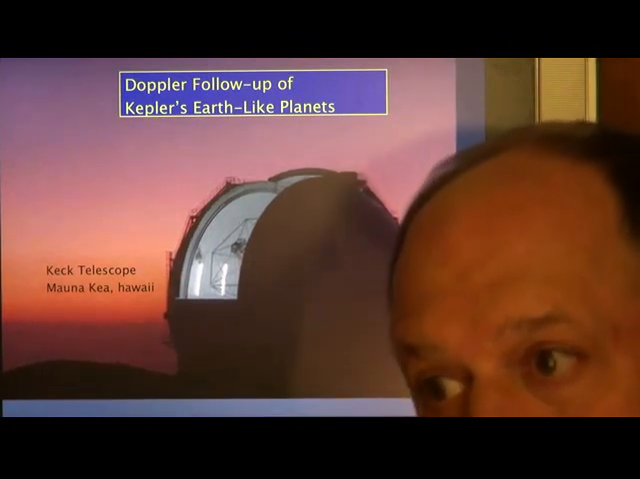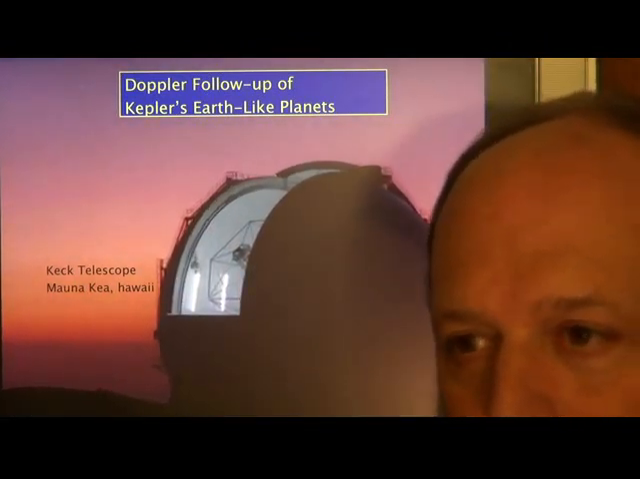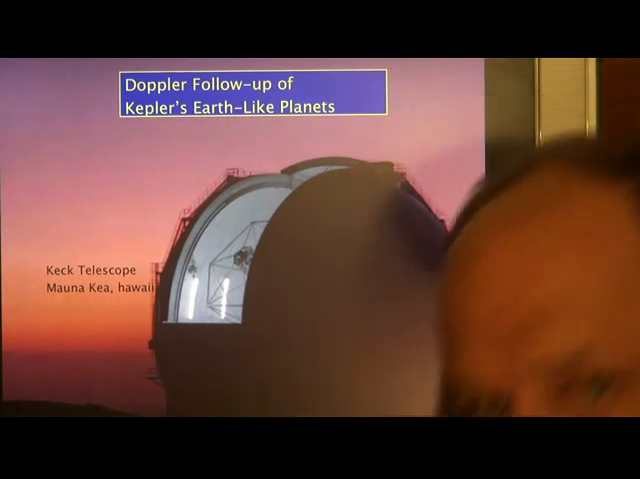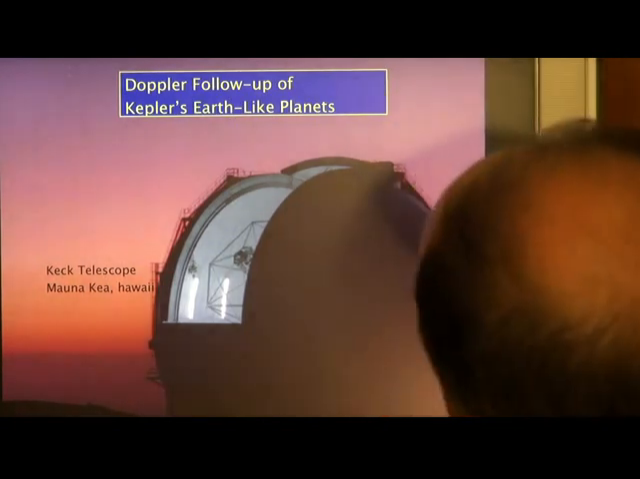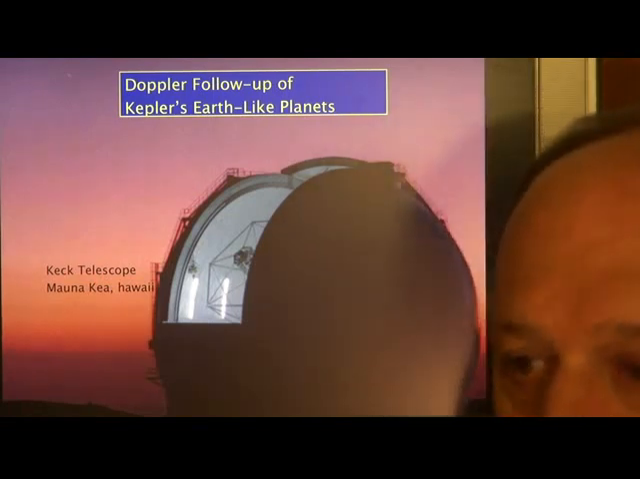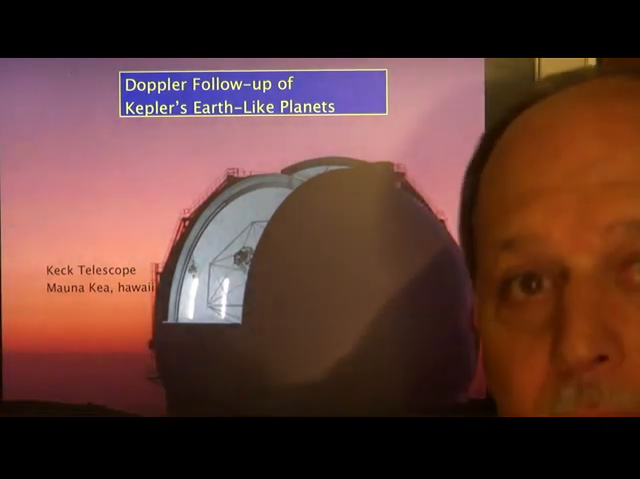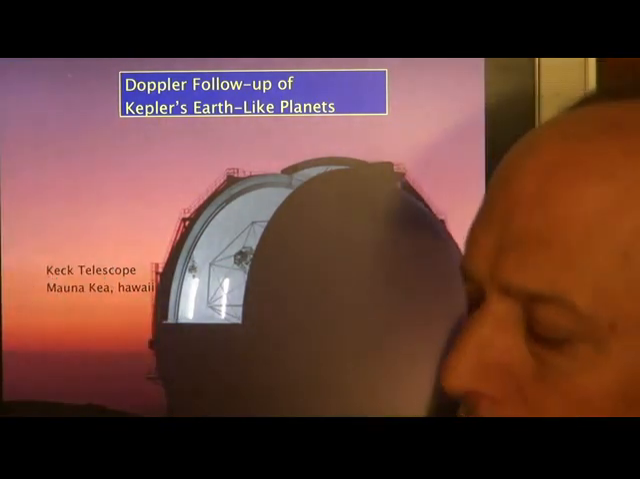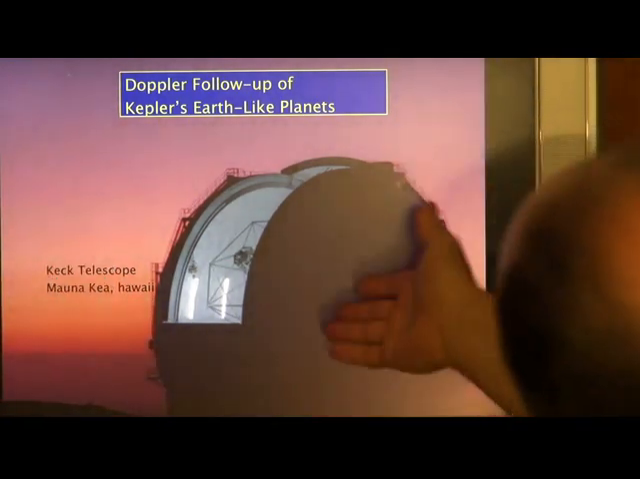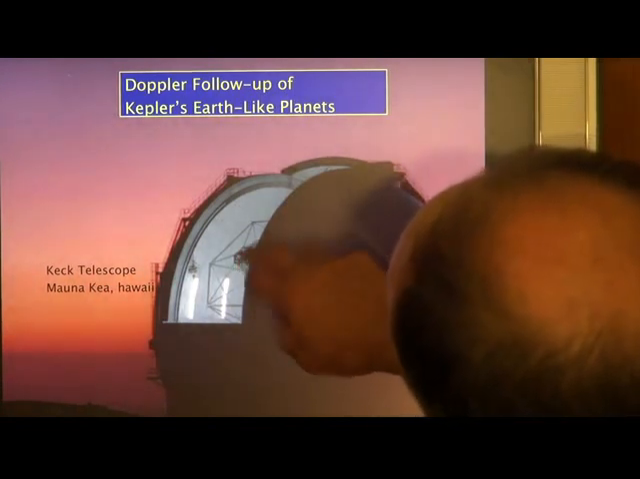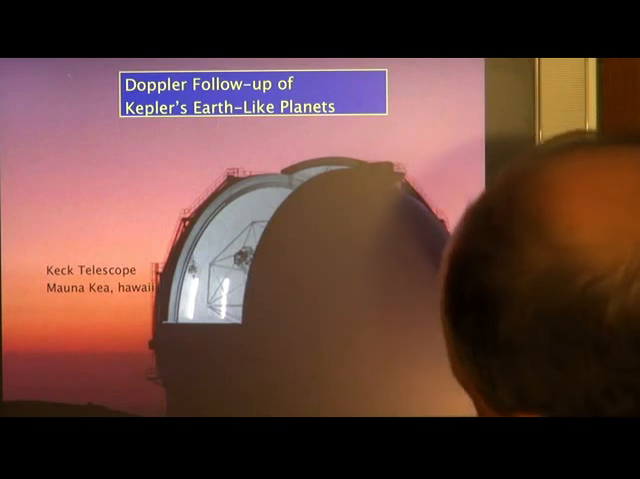We then go to verify these Earth-like planets by using the world's largest telescopes on the surface of our Earth. And this is the great Keck 1 telescope located on the big island of Hawaii, high atop a hopefully dormant volcano called Mauna Kea. And you can see the telescope here. It's enormous. A person can stand right in here, and here's the aperture of the telescope.